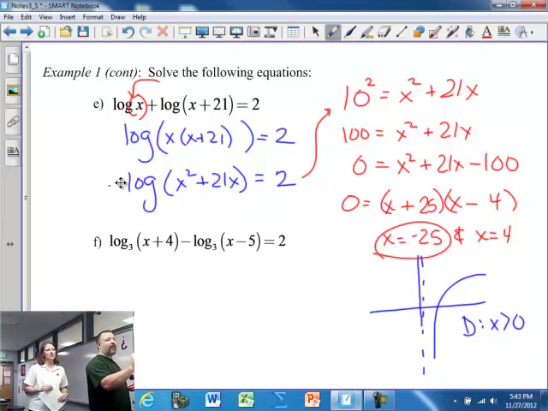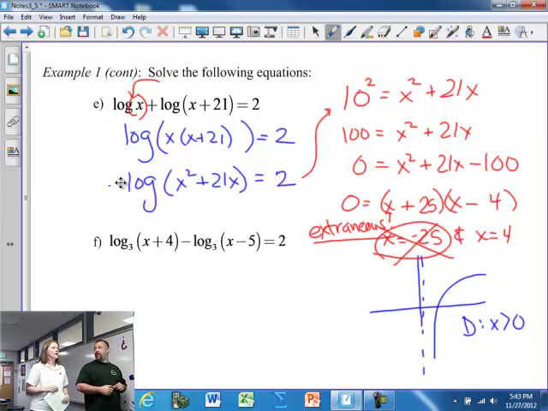Which means that negative 25 is not allowed to be an answer. It's extraneous. Just like it was when we had fractions. And we need to check them. Now check 4. Is 4 going to make any issues? It's going to be positive, so it should be fine. You could probably double check it on your calculator, but what we're trying to say is make sure you check your answers.